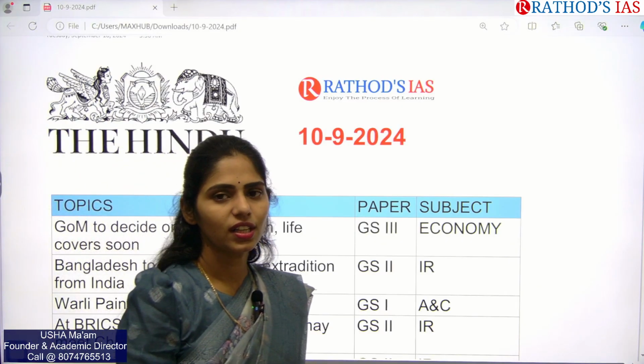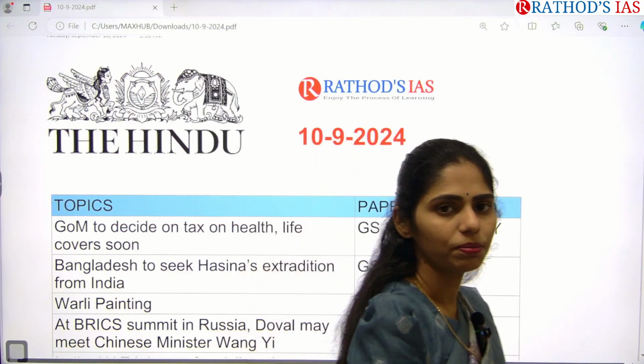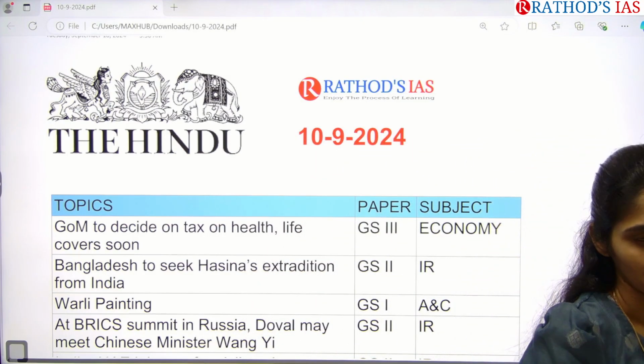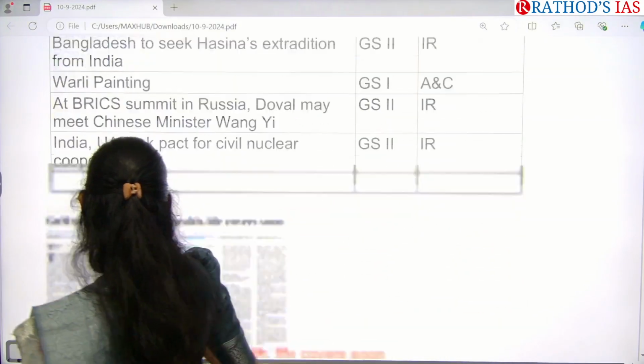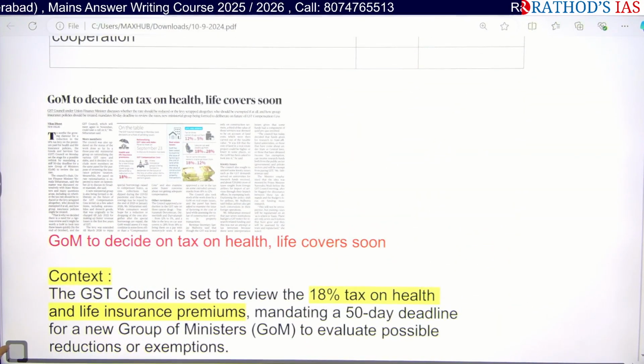So here in this class, we are going to discuss around 11 topics which are very relevant from our examination point of view. So let's get started with our discussion. So let us see the first article.